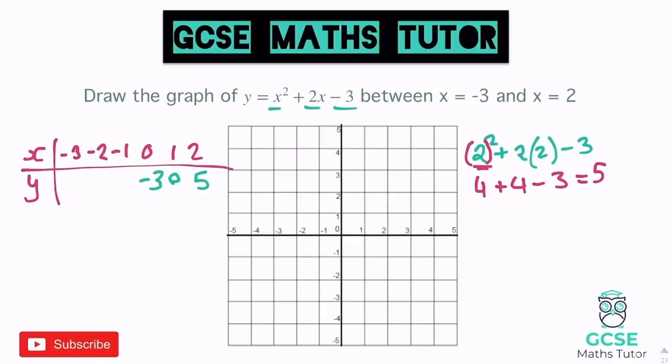And here's where we need to be careful. So the first one here is -1. So I need to put, if I'm going to do this on a calculator, I'll write my working out down. -1 squared, add 2 lots of -1, and then take away 3.